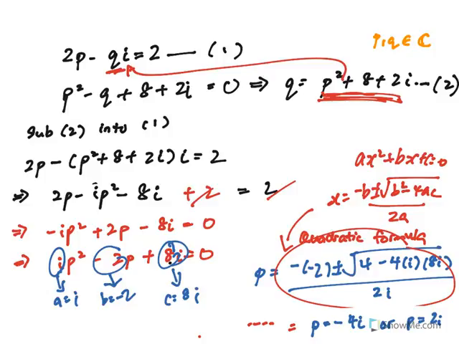Okay, that's not all. I found p. So what do I need to find next? I found p in a simultaneous equation. Like when we find x, we need to find y. So we found p, we need to find q. This is my p.